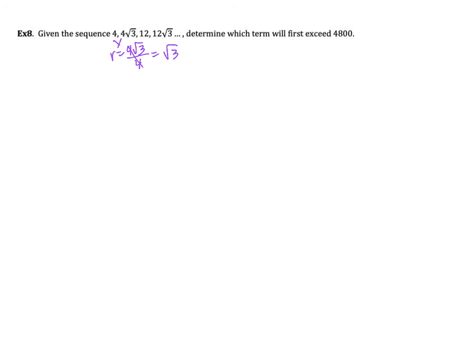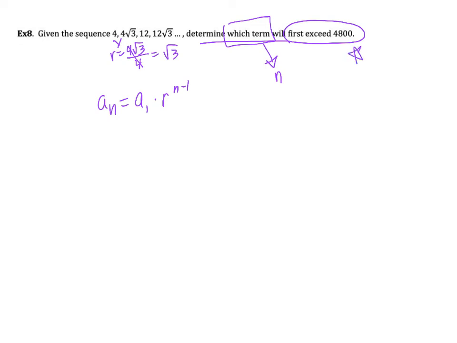So it says, given this sequence, determine which term will first exceed 4,800. So again, which term? That's asking me to calculate for n. So which term will first exceed 4,800? So that's just going back to your basic a sub n equals a sub 1 times r to the n minus 1 power. So have a little go at this. You're going to need your calculator. This is a calculator question. So stop, try it, and then come back if you're not sure.